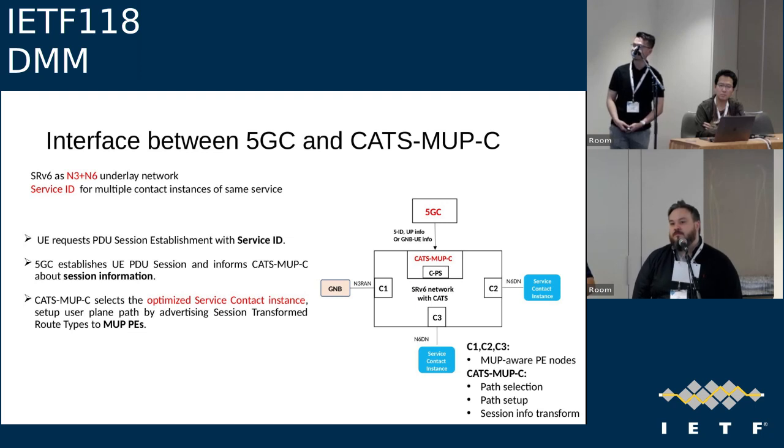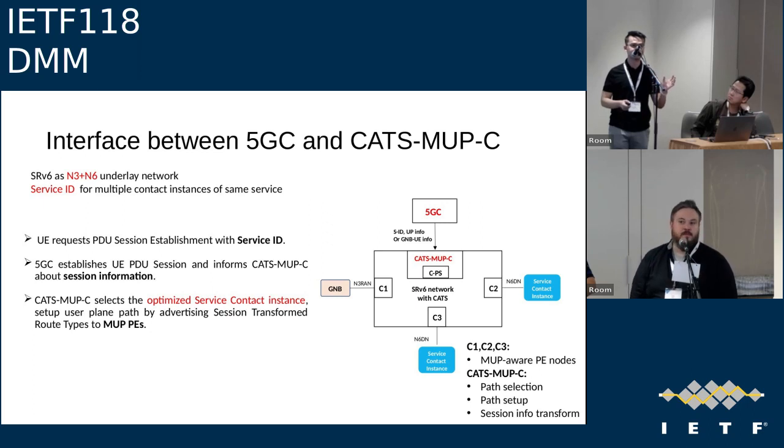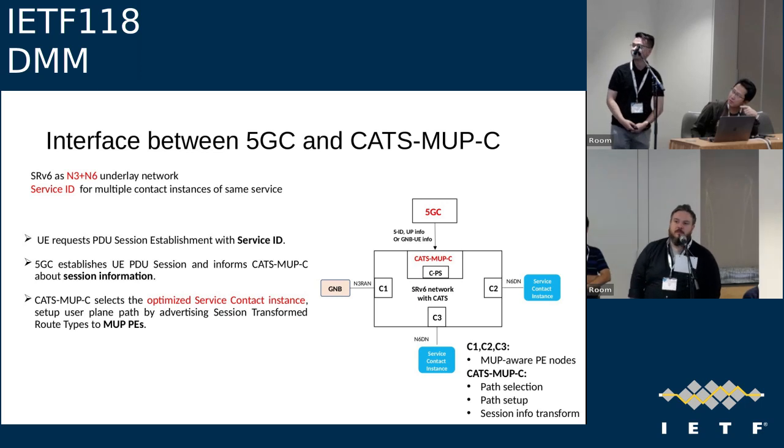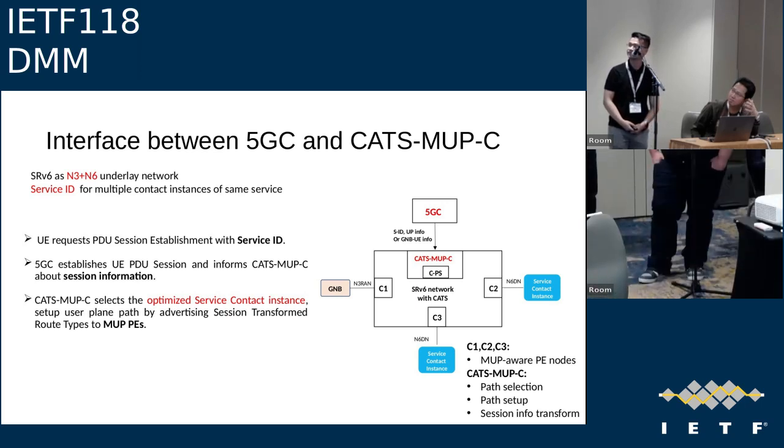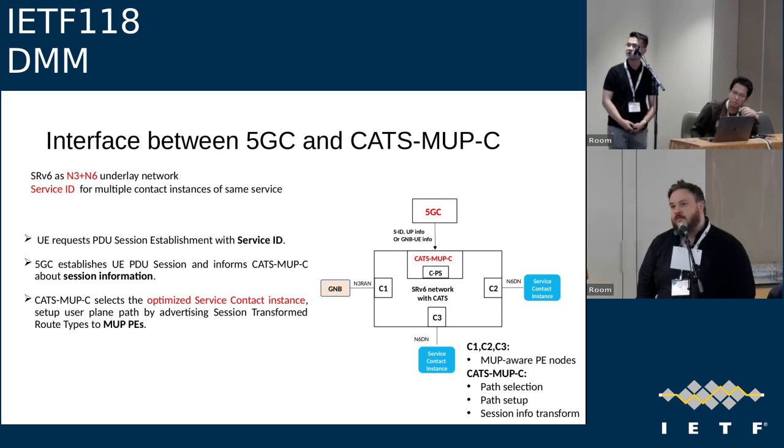Actually, our consideration is not to change anything about the 3GPP procedure. SRv6 as an N3 and N6 underlay network is already proposed in the draft in RFC 9433. I think the question is, what's the impact on the 5G control plane, now or in the future? Because you put the SID info, UP info from the 5GC, which doesn't exist so far. So what do you expect on the 5GC?